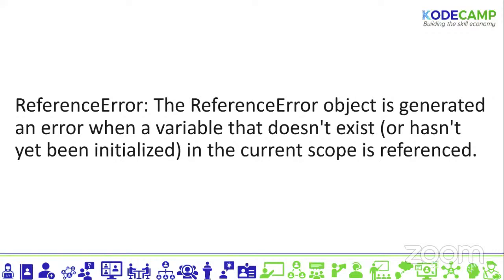So when you try to call that or use that variable there, what will be generated is a reference error. It's trying to tell you that the variable you're referring to does not exist in that particular scope, or maybe in that particular scope. So that will generate this reference error.